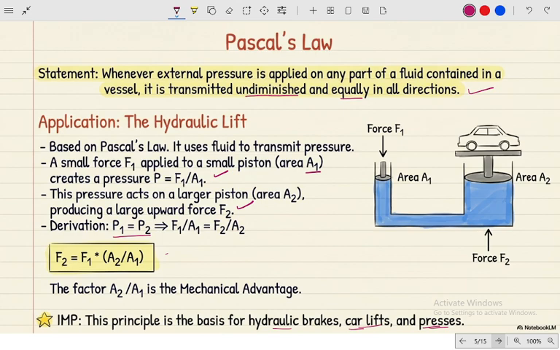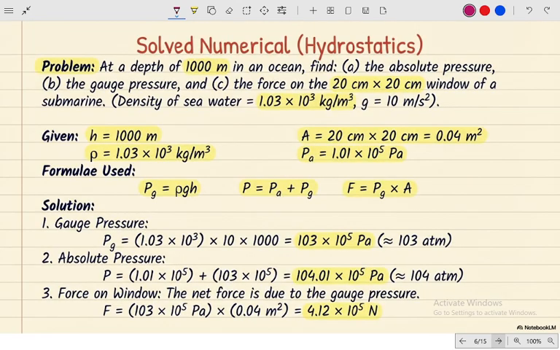And the next important thing is to solve numerical examples. So let us find how to solve this. At a depth of 1000 meter in the ocean, find A, the absolute pressure. Find B, the gauge pressure. Find C, the force on a 20 centimeter by 20 centimeter window of a submarine. Density of seawater is 1.03 into 10 to the 3 kg per meter cube and g is 10 meter per second square.